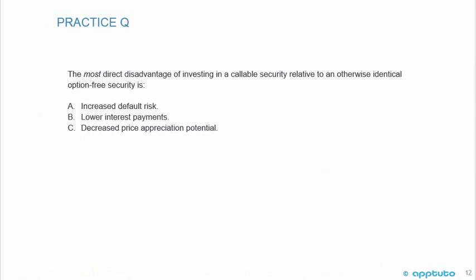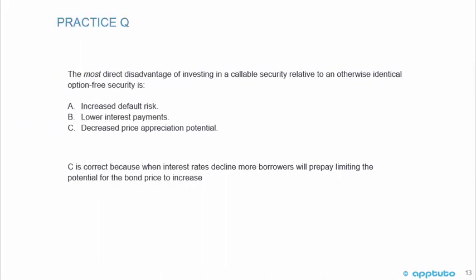The most direct disadvantage of investing in a callable security relative to an otherwise identical option-free security is A, increased default risk, B, lower interest payments, or C, decreased price appreciation potential. I like this question. It makes you think a little bit. C is correct. The most direct disadvantage of investing in a callable security relative to an otherwise identical one is the decreased price appreciation potential. We saw that in a previous question. When interest rates decline, more borrowers will prepay, limiting the potential for the bond price to increase. Okay?